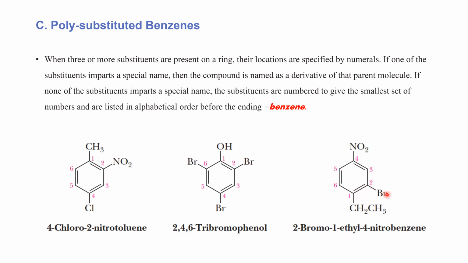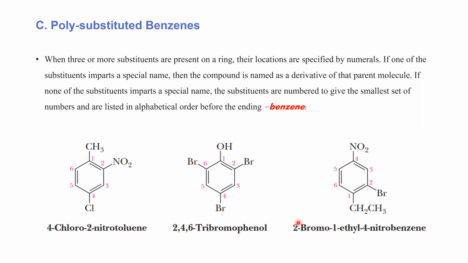So for example, Br, though this is alphabetically on the priority, is in between the ethyl and the nitro. So I have to go from either side. This is a nitro and this is ethyl. So the ethyl has the preference over the nitro alphabetically. So I will number from this one as 1, then second, third, and fourth. This is the preferred side to assign the lowest numbers to the substituents. So that's why it is 2 bromo, 1 ethyl, 4 nitrobenzene.